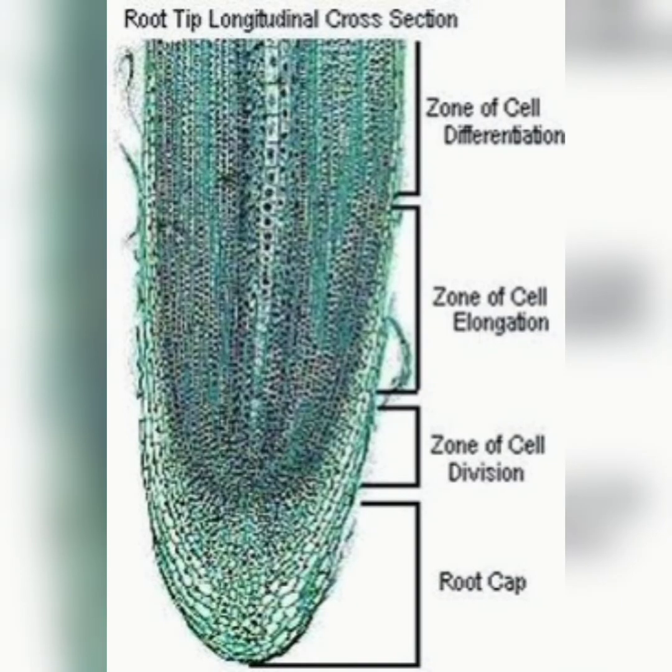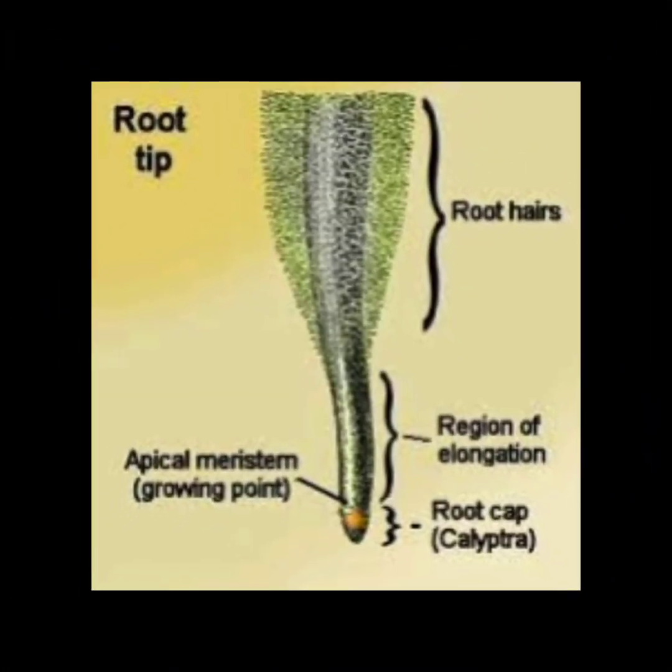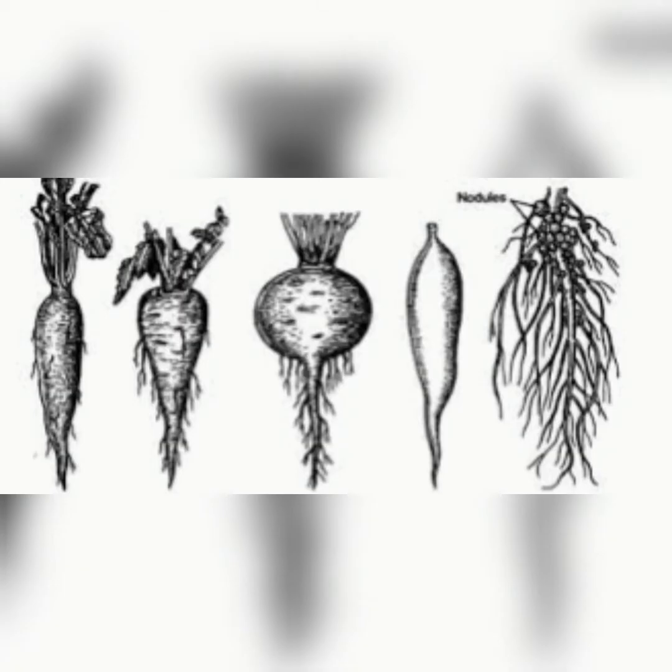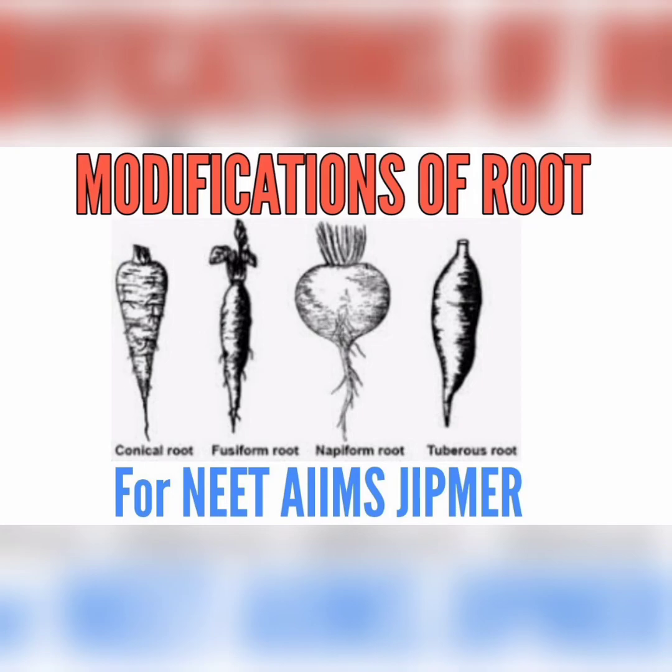The epidermal cells of the region of maturation are very fine and delicate. Their thread-like structures are known as root hairs. These root hairs help in the absorption of water and minerals from the soil.